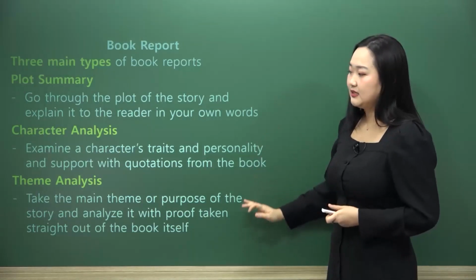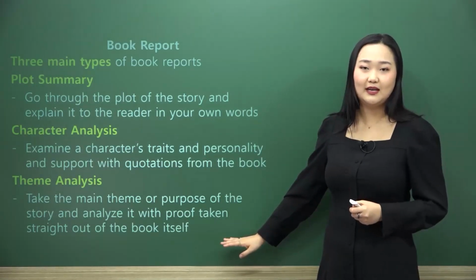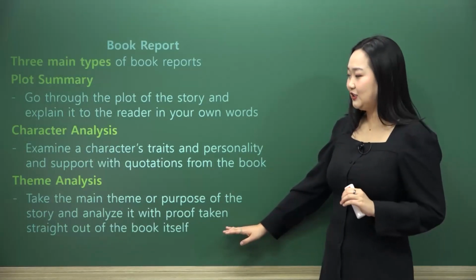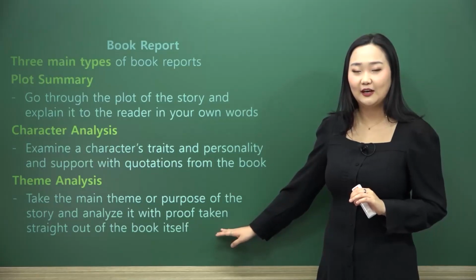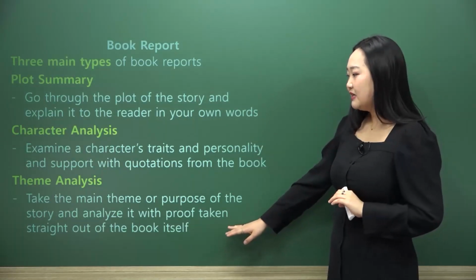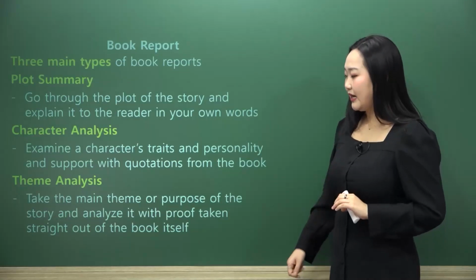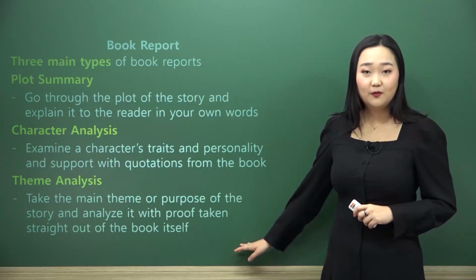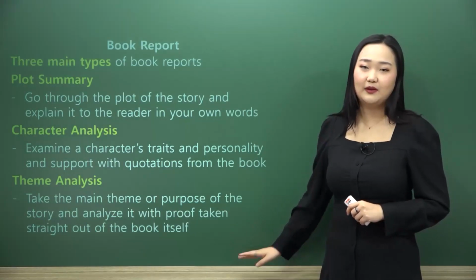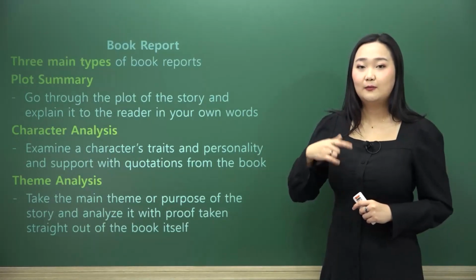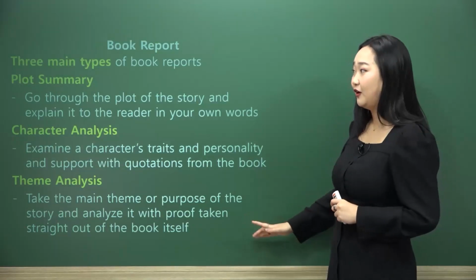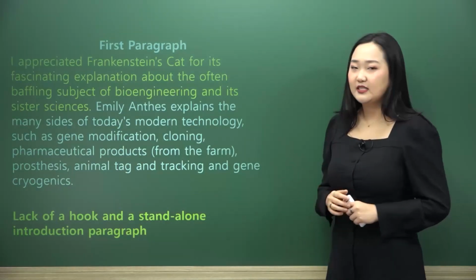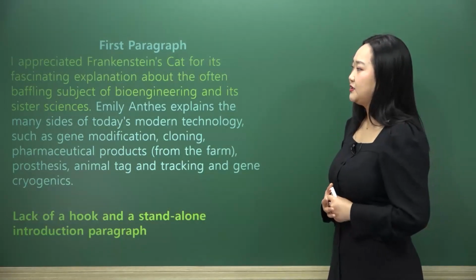Lastly, we have a theme analysis. This is going to be for our high school students, most likely. You guys up in your final 3 years of school or secondary education, this is where you're going to be struggling here. The theme analysis, okay? So take the main theme or the purpose of the story and analyze it with proof taken straight out of the book itself. This is the most difficult one out of these three, but don't worry, this is probably going to be easy for you too, as long as you keep reading your books and you do your homework in regards to understanding book reports. So let's go over this essay together. It's going to go quite fast, but I think we'll be able to do it just fine.